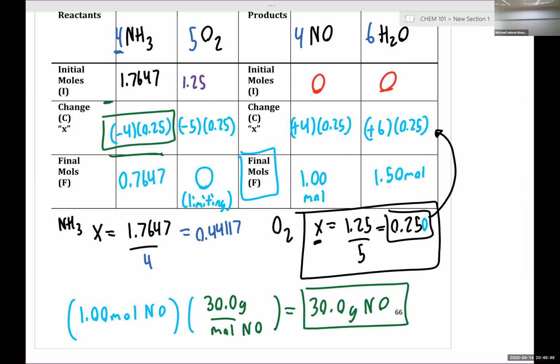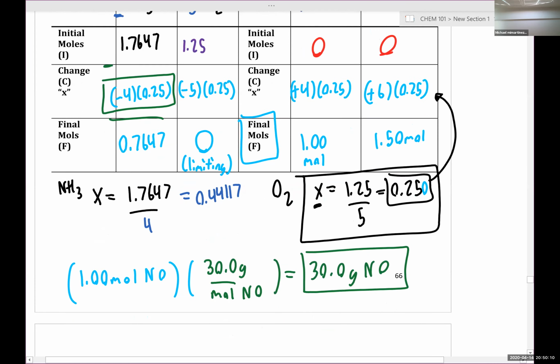And you can try punching that into your calculator at this time. Essentially what you're doing is you're adding together your initial and your change column, and that gives you the final. Does that make sense?